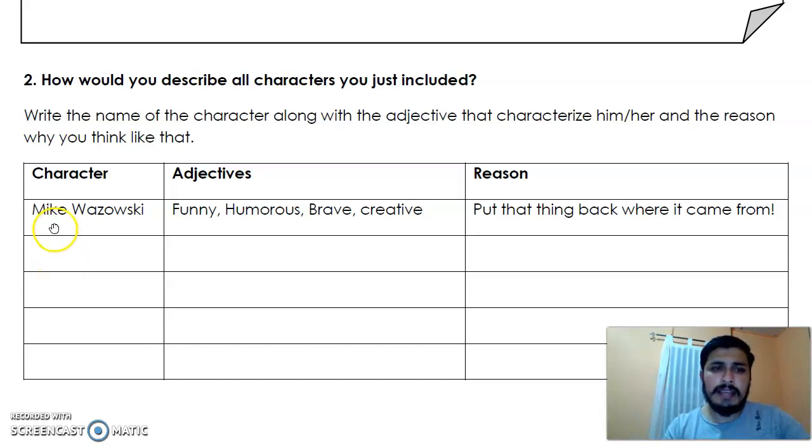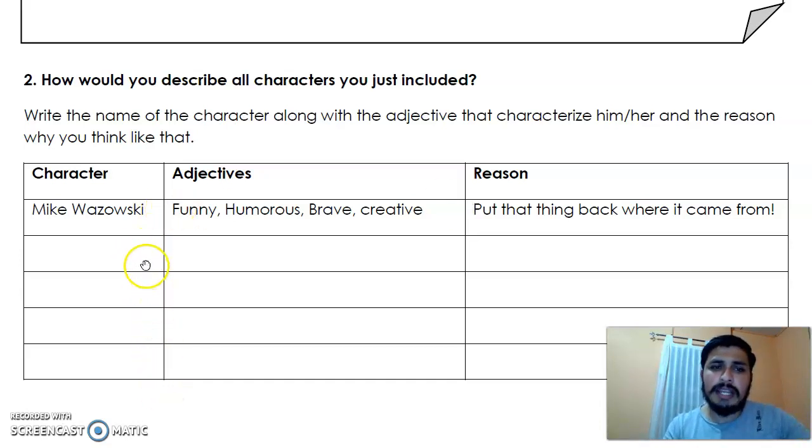Example. Let's think of Mike Wazowski from Monsters Inc. Let's remember, he's funny, he's humorous, he's brave, and he is creative. Okay? He was about to be caught because he was hiding Boo, and he was running away from the evil people with Sullivan. So he invented a joke, like a song. Put that thing back where it came from. Okay. So throughout the movie, we see that he is really funny. He's always making jokes. He's humorous, brave, creative.